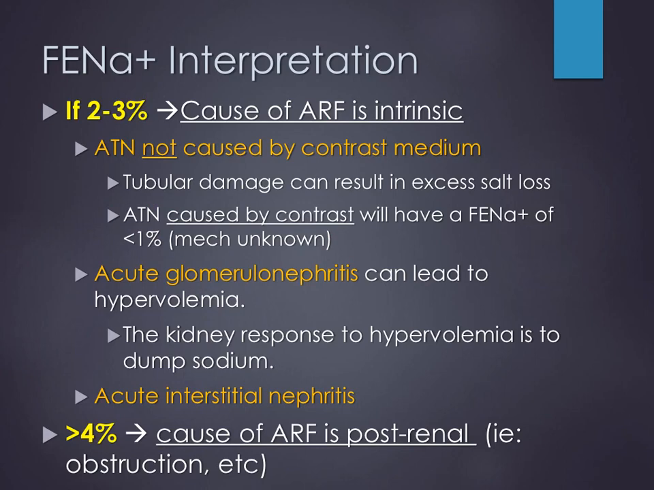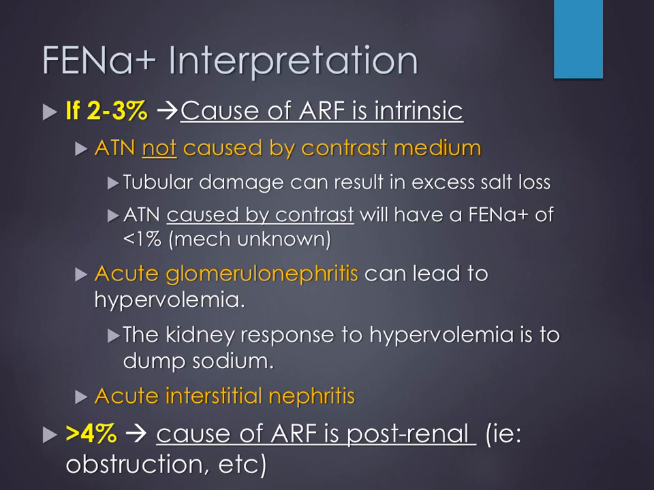So just to review that again, acute tubular necrosis not caused by IV contrast will give you a fractional excretion of sodium anywhere from 2 to 3%. If you have acute tubular necrosis that's a result of your iatrogenic administration of IV contrast, then the fractional excretion of sodium will still be less than 1%. Okay? Acute glomerulonephritis, this can lead to hypervolemia, and so the kidney's response to hypervolemia is to dump sodium. Hence, you'll have an elevated fractional excretion of sodium.